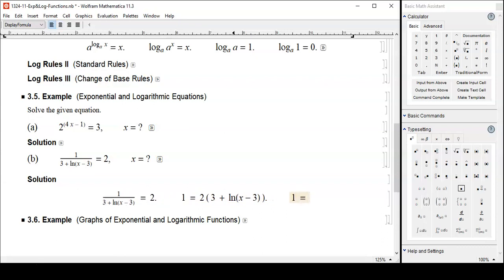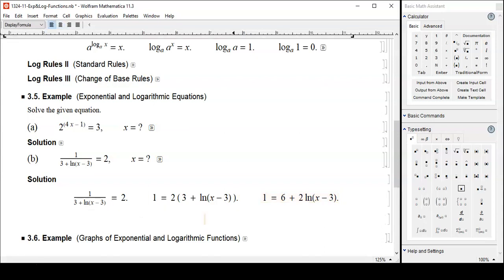1 equals 6 plus 2 log of x minus 3. Did I distribute okay? 2 times 3, 6. 2 times log, we get that. And all you have to do is solve for log of x minus 3. Okay, flip this 6 to the other side. What do you get? 1 minus 6 is equal to 2 log of x minus 3, and 1 minus 6 is negative 5.